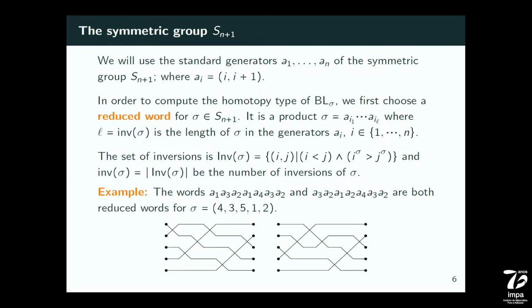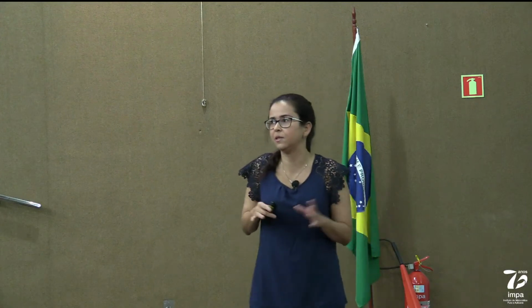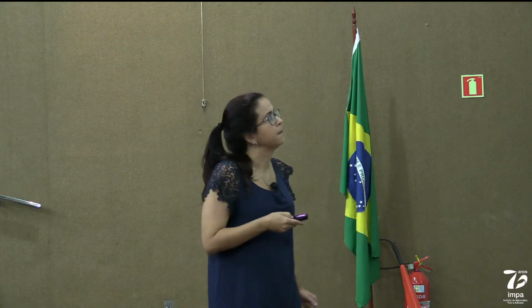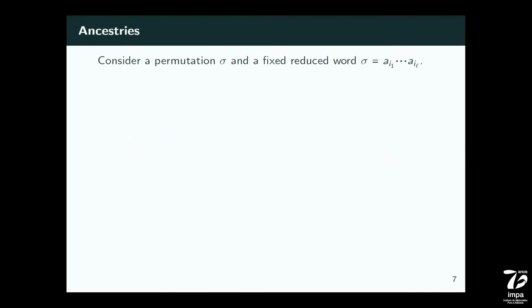So what we do is we fix a reduced word, and we do the stratification. If you take different reduced words, we have different stratifications, but the answer is the same about the homotopy type and so on, okay? So let me start giving more definitions so we understand the stratification. Let me say the idea of what we call an ancestry of our stratification. So we take a permutation, we fix a reduced word, okay, good.